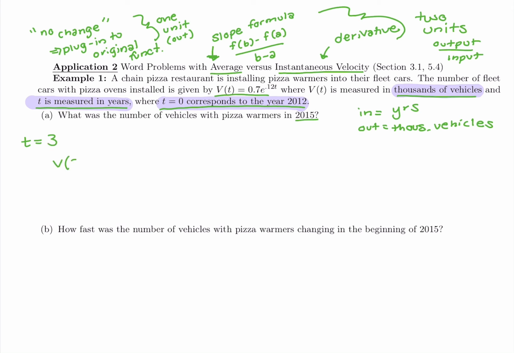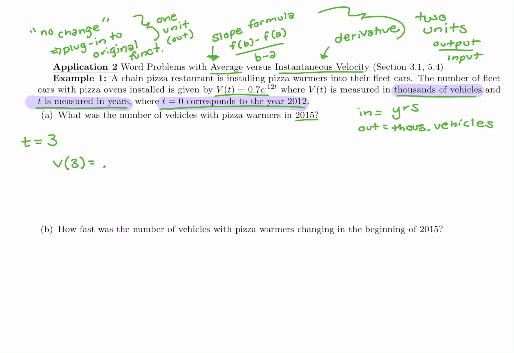So we want to plug in V of 3 into the original, the slope, or the derivative? We're plugging in 3. It doesn't have any change words. It doesn't say on average how fast was the number of vehicles with pizza warmers changing between 2015 and 2018. It's not asking about average change between 2 years. It's not asking about change at an instant. We're just asked what was the number. So we're plugging into the original function, V of 3.